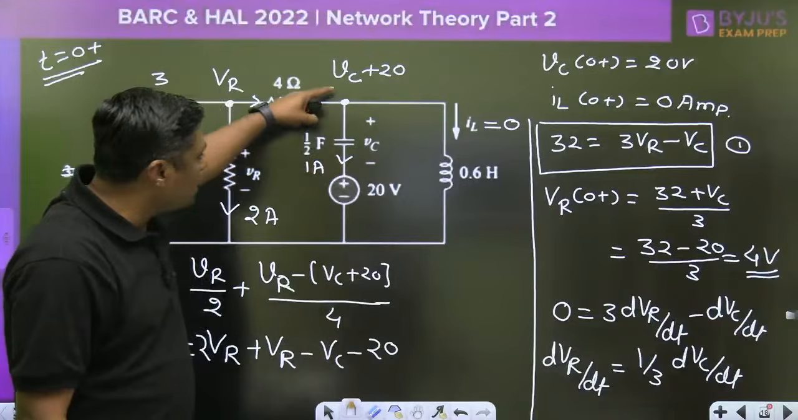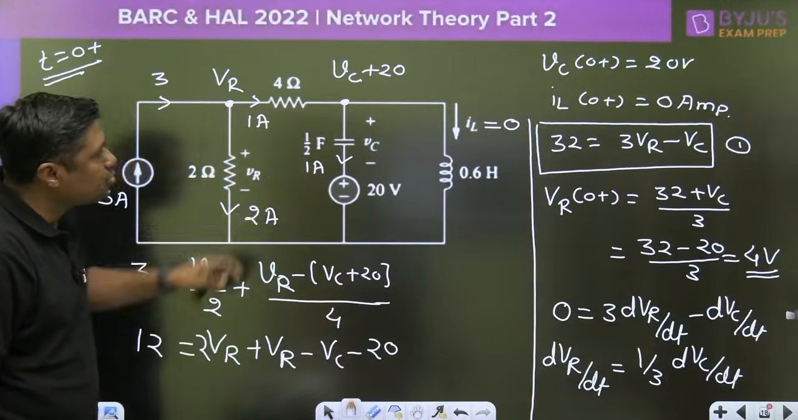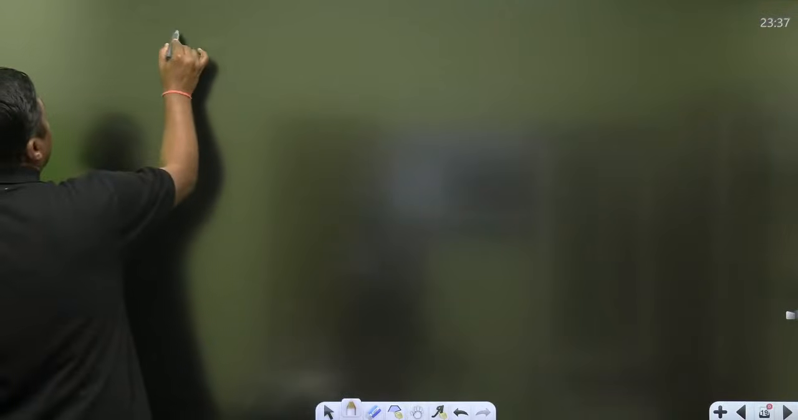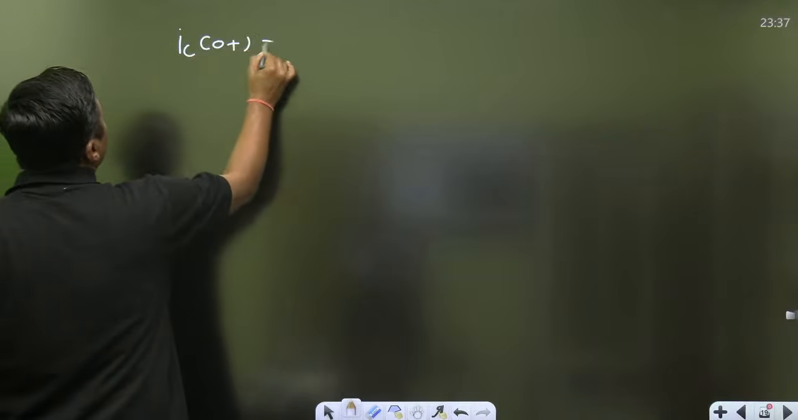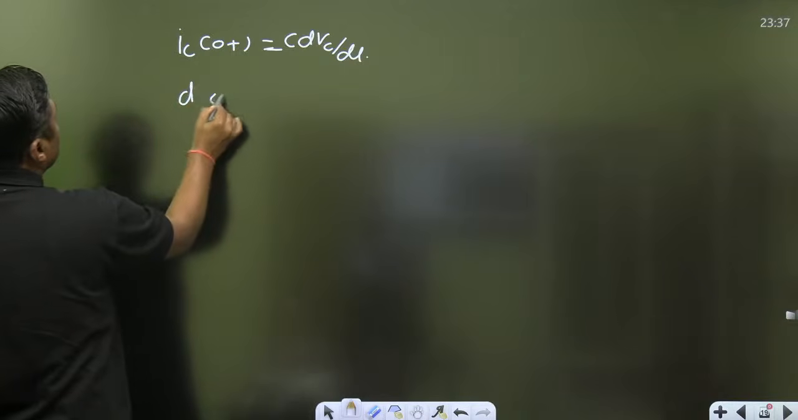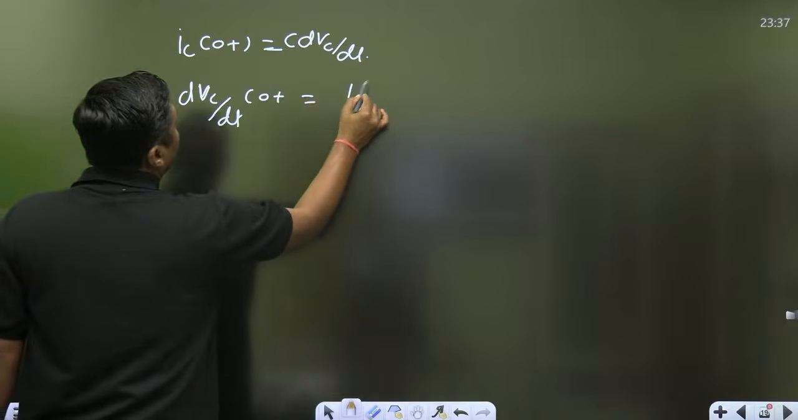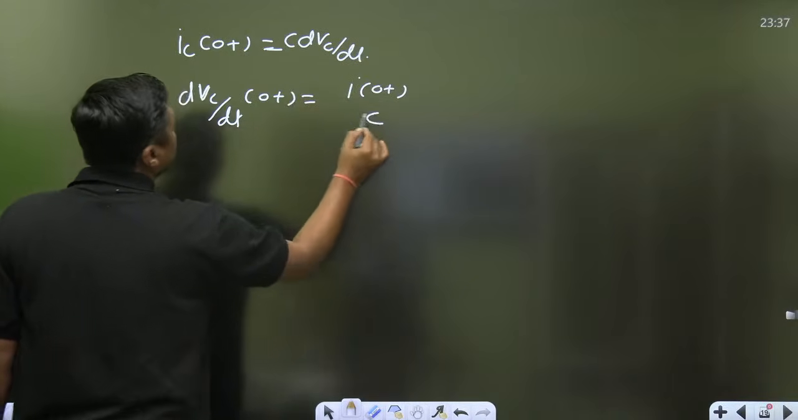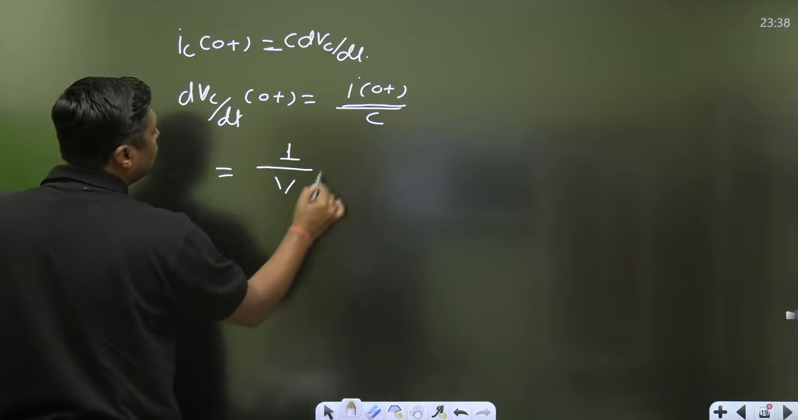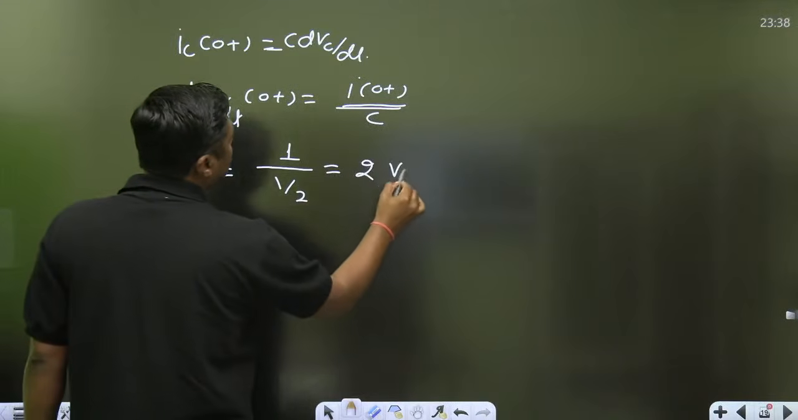But we have the initial current through the capacitor. The initial current through the resistor is 2 ampere, the initial current through the capacitor is 1 ampere, and that's why we can calculate it. The initial current through the capacitor is given by C dVc by dt. So what is the initial dVc by dt? It is nothing but I0 plus divided by C, and this is 1 divided by 1 by 2, because 1 by 2 farad is the value. This will become 2 volt per second.